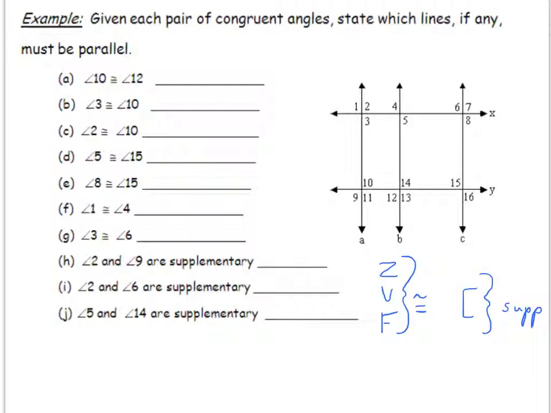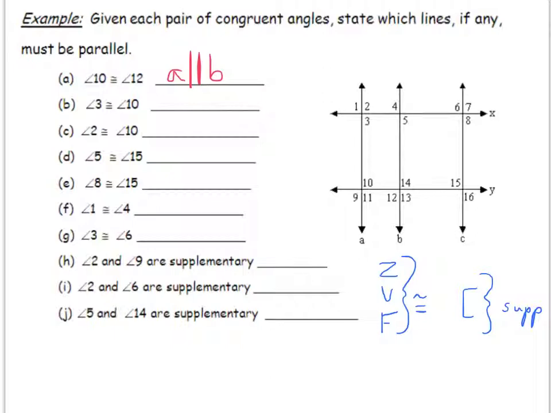So for our first part A, we're dealing with angles 10 and 12. Angles 10 and 12 are on my diagram right here. We do notice that they form the letter Z. If they form the letter Z, I'm supposed to have congruent, and it is true, they are indeed congruent, which means that I could possibly have parallel lines here. Angle 10 is made up of line A and Y, and angle 12 is made up of line B and Y. They both share Y, so Y is my transversal, meaning that A and B are parallel. So let's go ahead and take a look at part B.